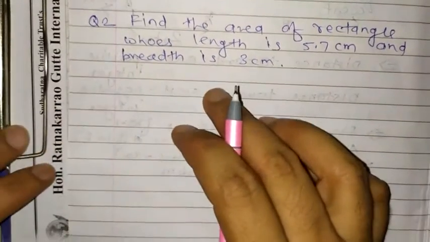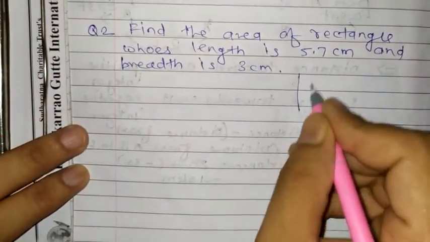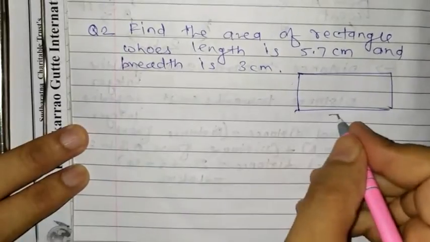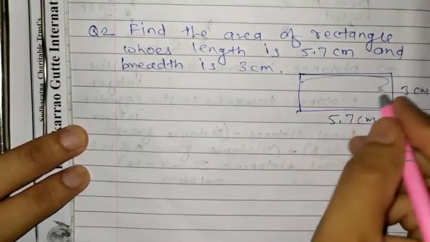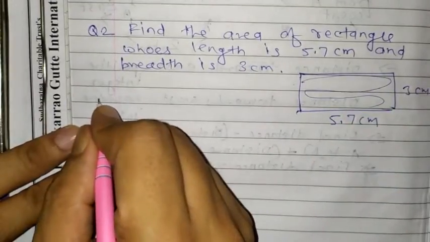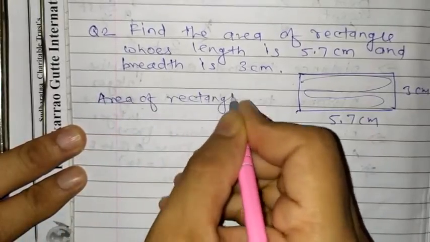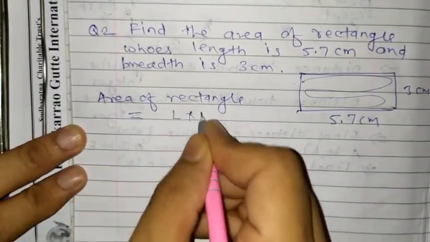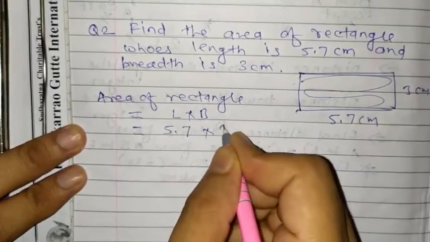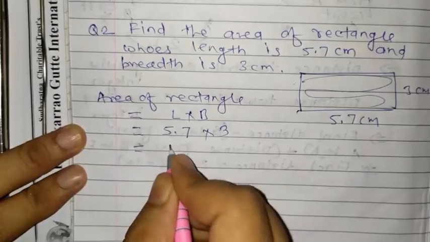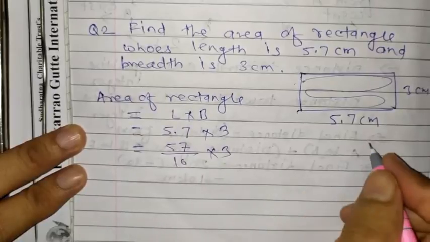Our next question is question number 2. Here we have to find the area of a rectangle. This is the rectangle whose length is 5.7 centimeters and breadth is 3 centimeters. We have to find this inner area. You can write here: area of rectangle is nothing but length into breadth. Length is given as 5.7, breadth is given as 3. While solving this, you write 57 upon 10, into 3. You have to do this multiplication.